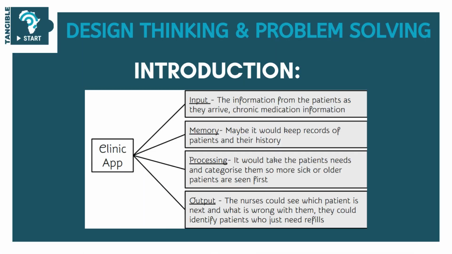For example, in my clinic app example, you will have the input being the information from the patients as they arrive or the information that's already stored on the system. The memory, so it will be the records of the patients and their history. The processing is it would take the needs of the patients and categorize them and put them in order. And then the output is that the nurses would be able to see what patients are next, what's wrong with them, and know what medication the patients are already on.